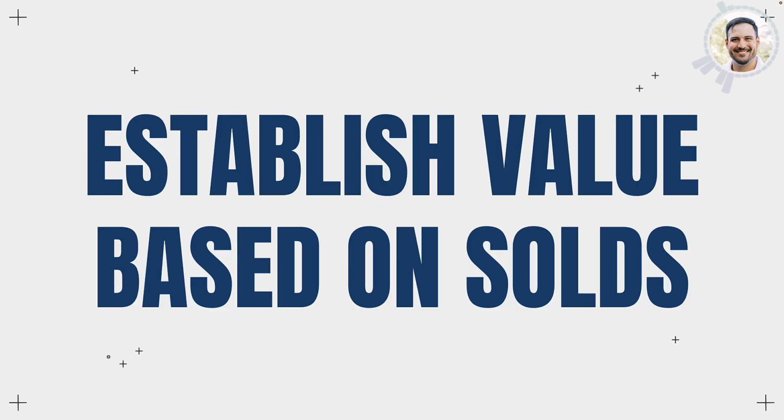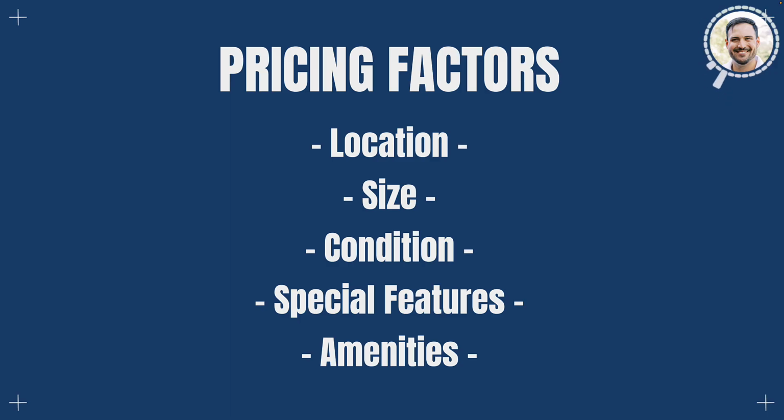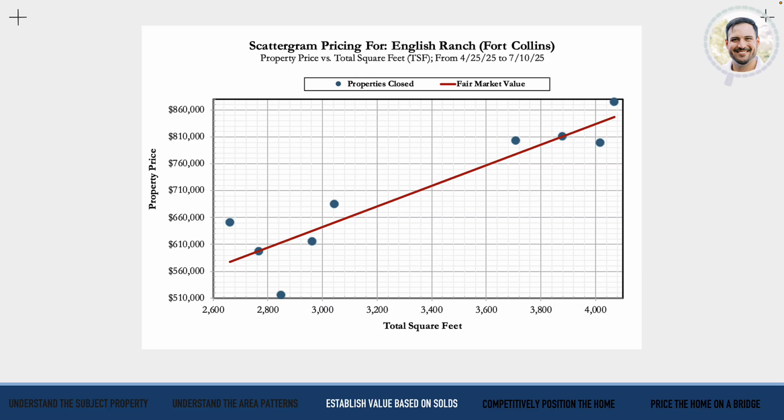So now let's look at the process that most of you are comfortable with, establishing value based on sales. We look at the main pricing factors on a scattergram. That's location, which we've done by our search by just looking at the neighborhood, size, condition, special features, and amenities. This graph here shows the homes that have sold in the neighborhood as blue dots, and the trend line here in red is basically the associated value based on size. Now, this is not technically a price per square foot because it does vary pretty drastically from the lower houses to the higher houses, but this is a real good trend line we can look at.